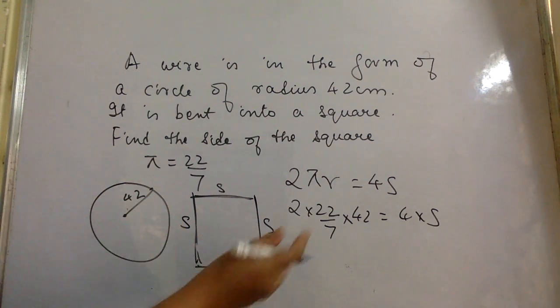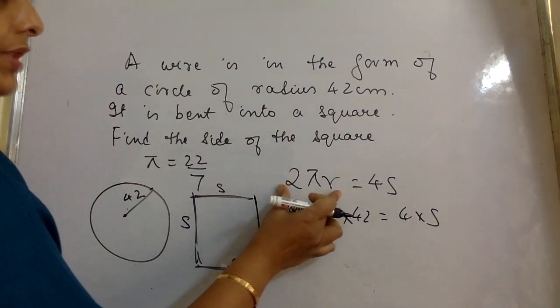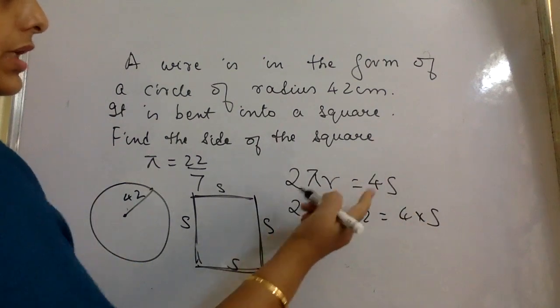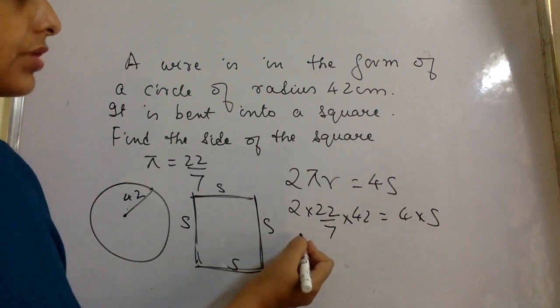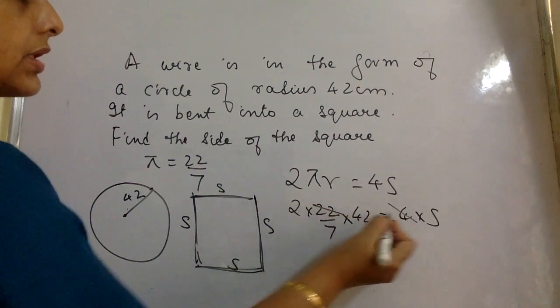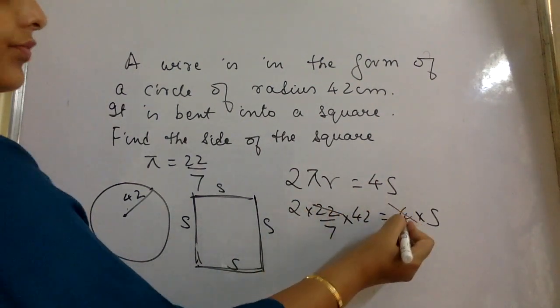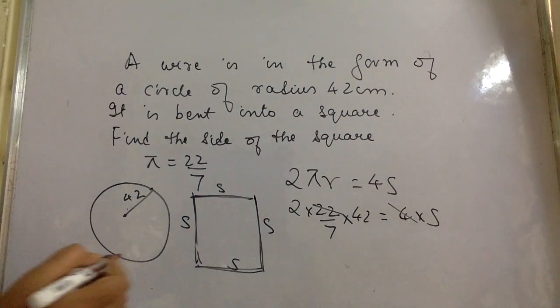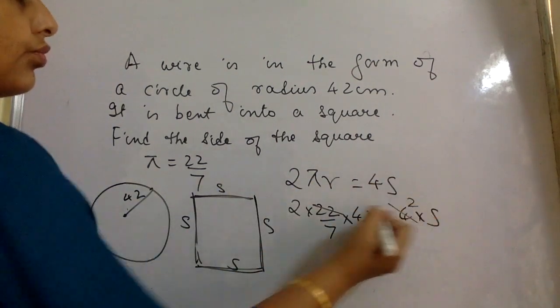Okay, so this length of the wire, which is the circumference of the circle, makes the square. So that is equal to the perimeter of the square. So now here you can cancel the 4 here with this. Okay, so 4 with the 2 and with the 11.